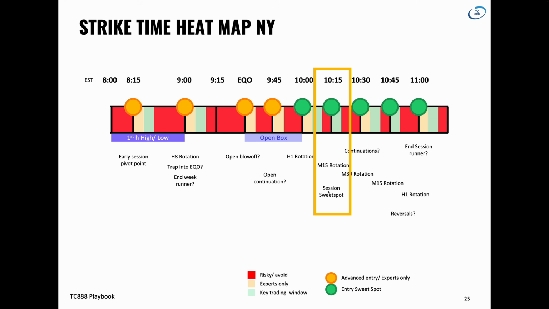So let's look at the strike time heat map. At the moment we were looking at 9 o'clock. So we will see what equity open is doing. Then we will wait and see how the open box looks. There is a potential entry at 9:45 for the open continuation. If everything looks really good, but that's an expert entry, then we have an entry at 10 o'clock, a potential one. So that's the H1 rotation, if everything aligns. And then the real sweet spot is 10:15, and then the next 15 minutes for continuations or end session runners. But this is the major times I look for an entry.